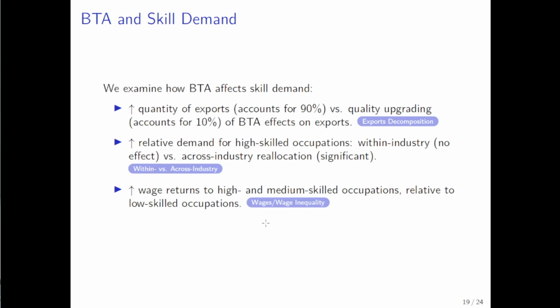We find that the impact of BTA on exports is 90% through volume, right? And for the quantity of exports, only 10% is through quality upgrading, which is captured by unit value in our analysis. Relative demand for high-skilled occupations, we find, has gone up.